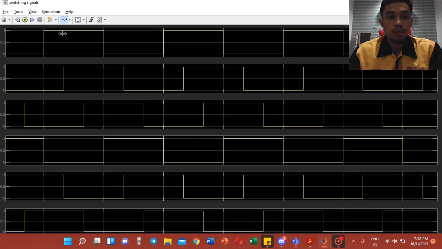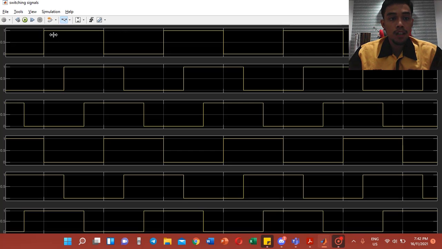This output waveform is a discrete output waveform, where at the 1 condition the MOSFET will be on, and at the 0 condition the MOSFET will be off. So we need to determine which MOSFET will be on at a certain step. As we can see here, we can divide this discrete graph into 6 parts, as we know that this is for the 180° conduction mode.